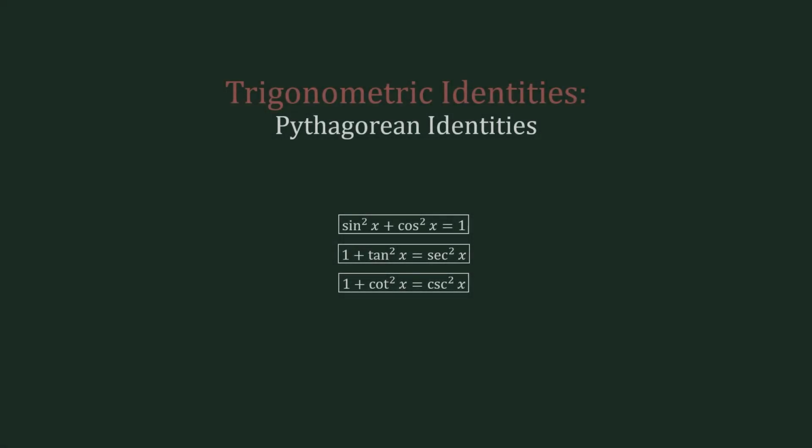Trigonometric identities, the Pythagorean identities. So we have here three Pythagorean identities of trigonometric identities. We have the Pythagorean identity for sine and cosine, and then the Pythagorean identity for tangent and secant, and lastly for the cotangent and cosecant. So we will know where these identities came from and how they were derived.